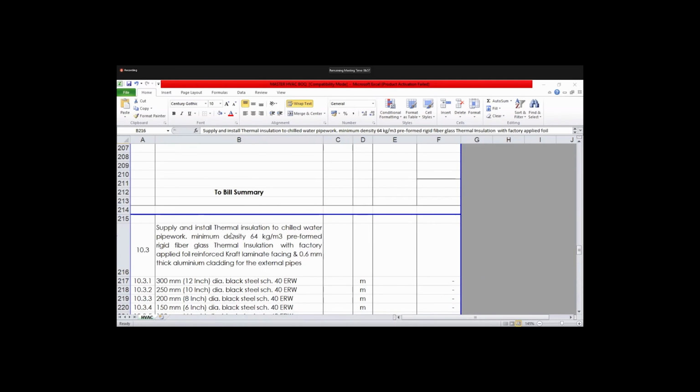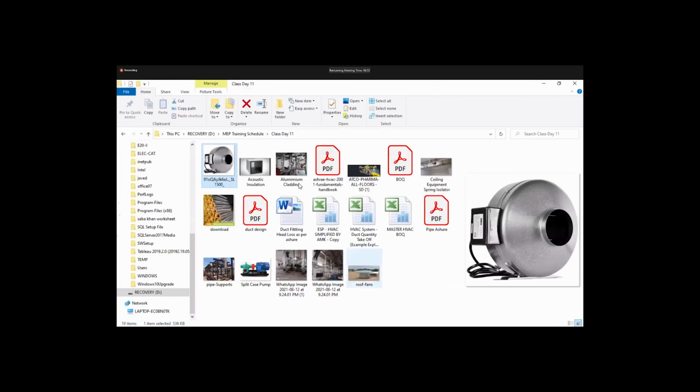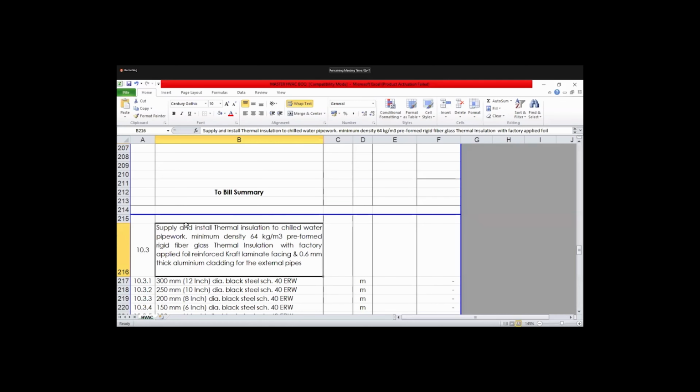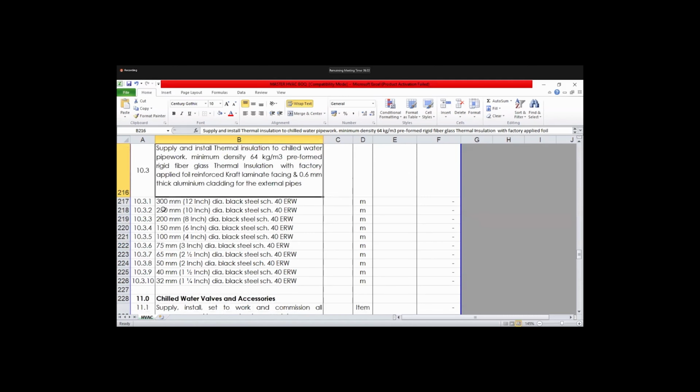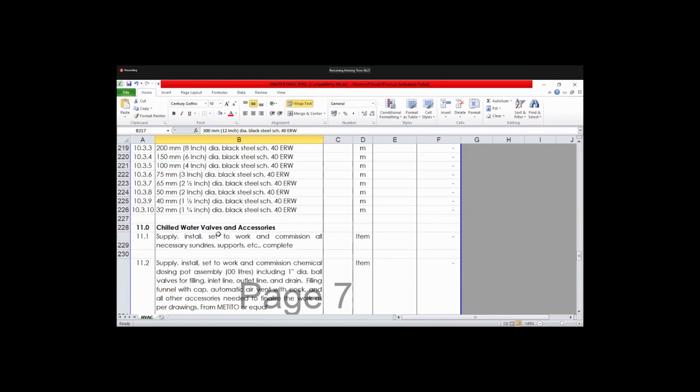So the thermal insulation which we discussed yesterday also has a density, so we have to mention the density. We have formed rigid fiberglass thermal insulation with factory-applied foil-reinforced kraft laminate facing and 0.6 mm thickness aluminum cladding. The cladding also we discussed yesterday. So these are the sizes and the specification of pipe, valves and accessories.